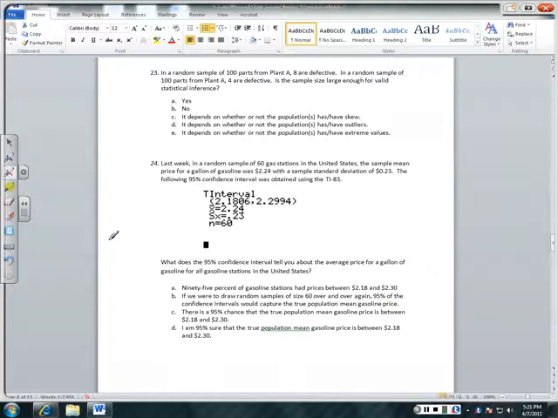So we've got a random sample of 100 from plan A. 8 are defective. This is a qualitative variable, so we're talking about proportions. In the second group, a random sample, 4 are defective. That means we only have 4 yeses. That's not enough. It doesn't have anything to do with skew, outliers, or extreme values. The yeses and nos have to both be greater than 5. They're not.